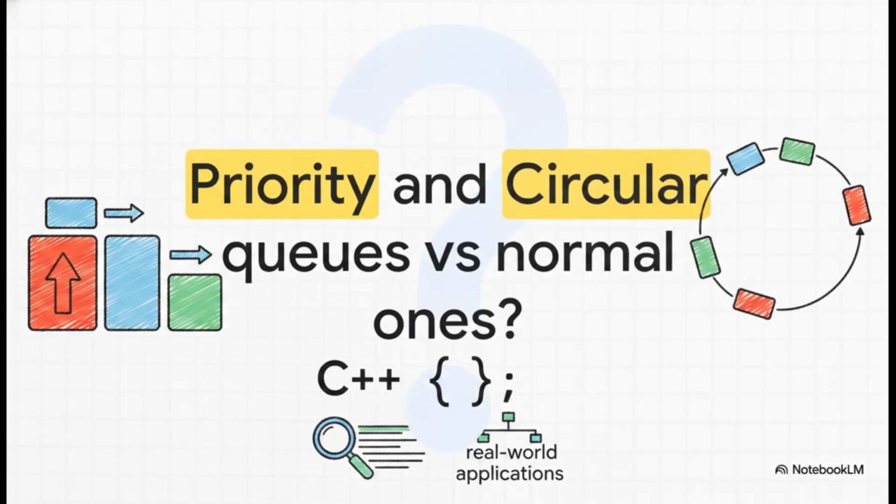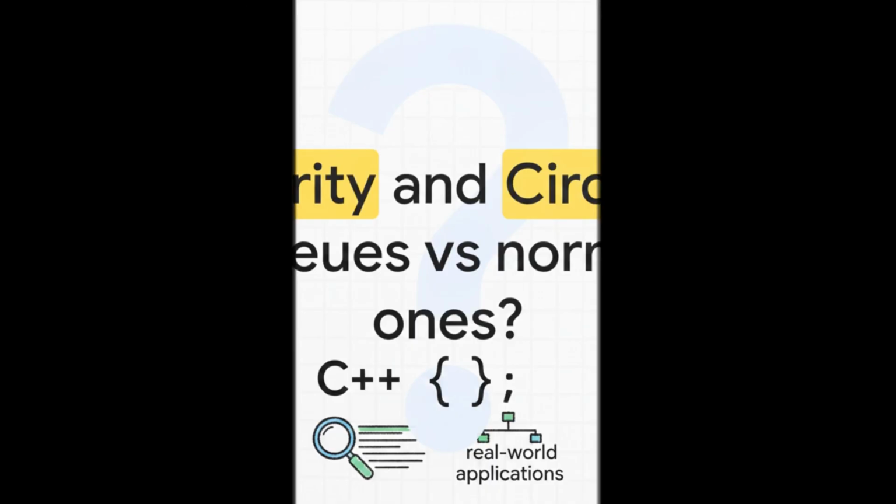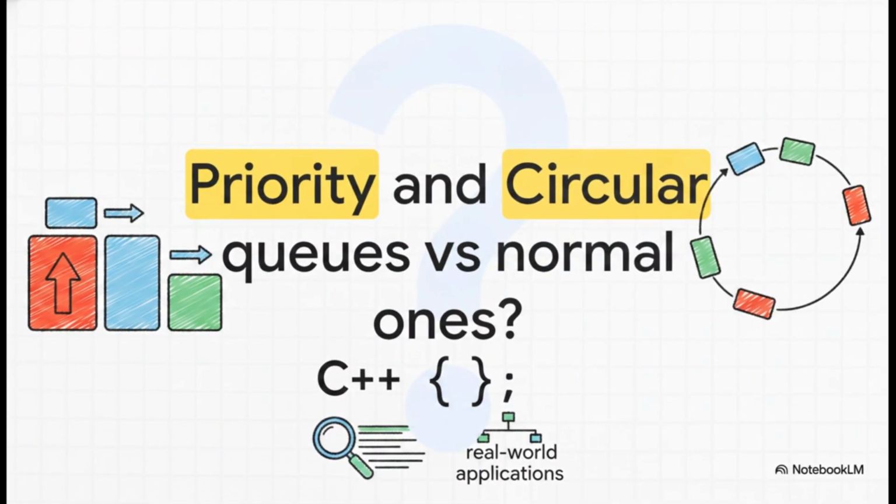We've spent this explainer talking about normal queues, but what happens when some tasks are simply more important than others? I'm going to leave you with this challenge. How would you differentiate a priority queue or a circular queue from what we just learned today? Think about how you would actually implement those advanced structures in C++ and where they might be applied out in the real world.